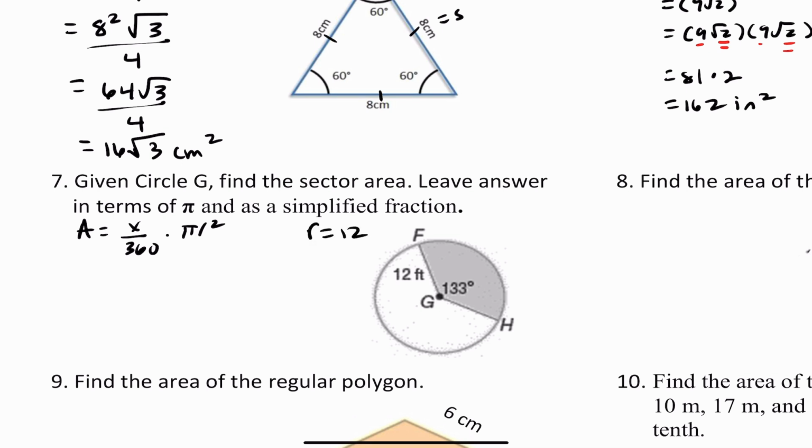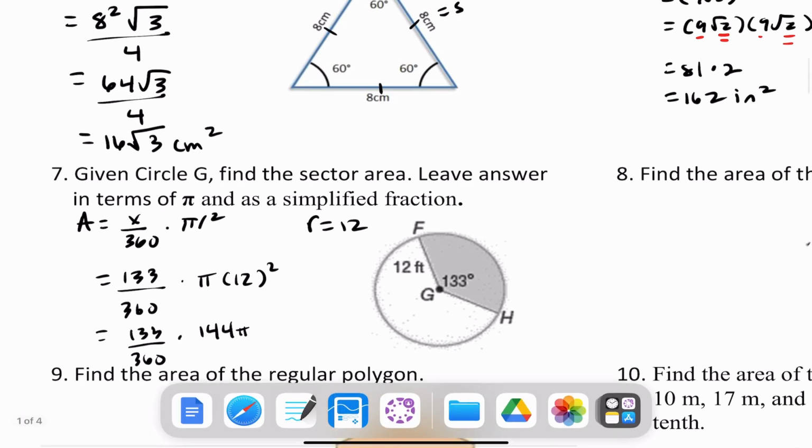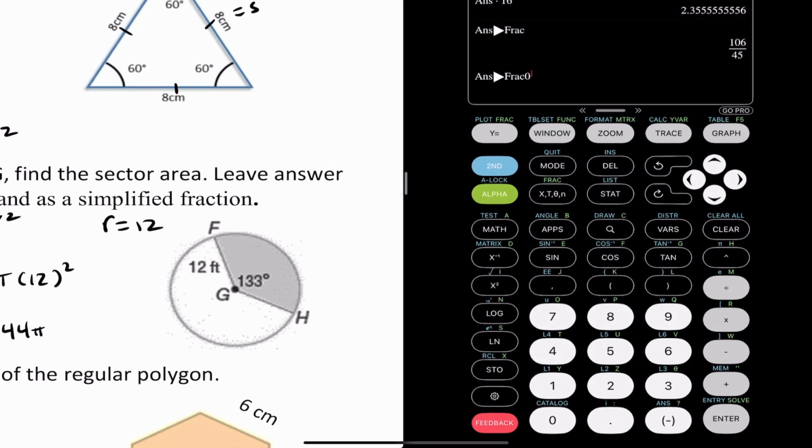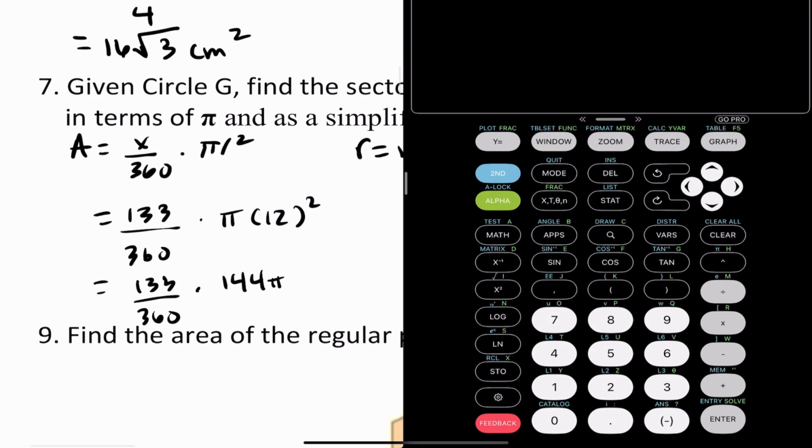And the shaded region is 133 degrees. So I can go ahead and replace x with 133. So 133 over 360 times pi 12 squared, which simplifies to 133 over 360 times 144 pi. But I'm not done yet because I need to simplify this even further, right? So I'm going to use my calculator, and I'm going to input 133 divided by 360, multiply that by 144, then I'm going to change that decimal into a simplified fraction, which I'm just going to press math, enter, enter.